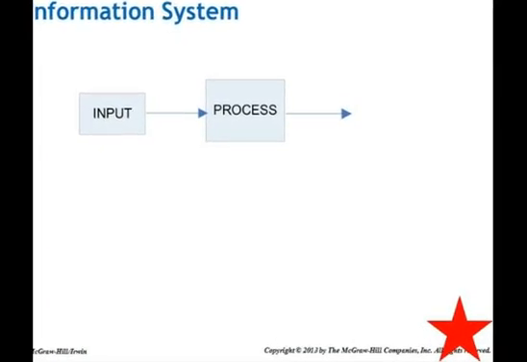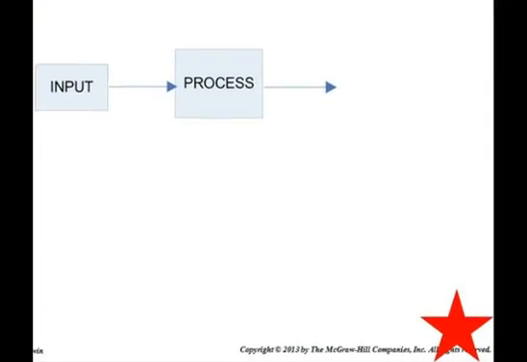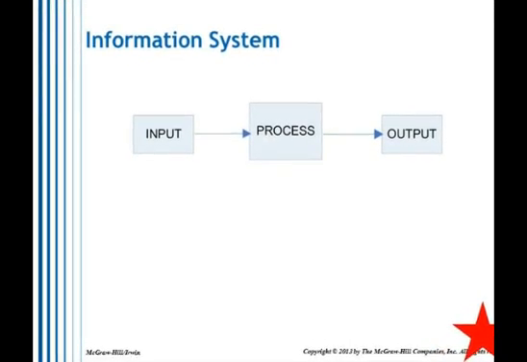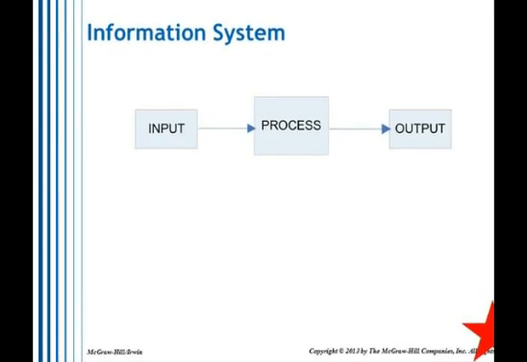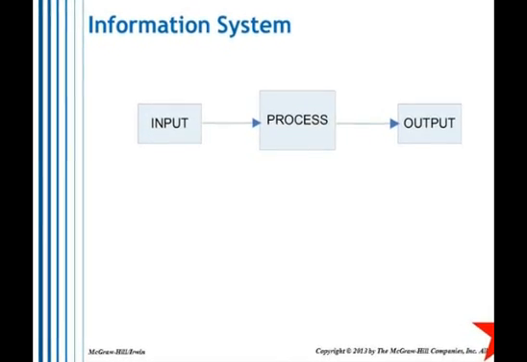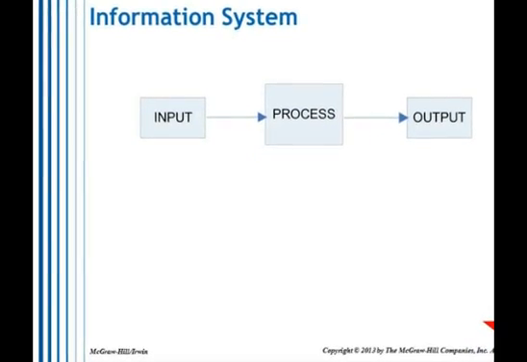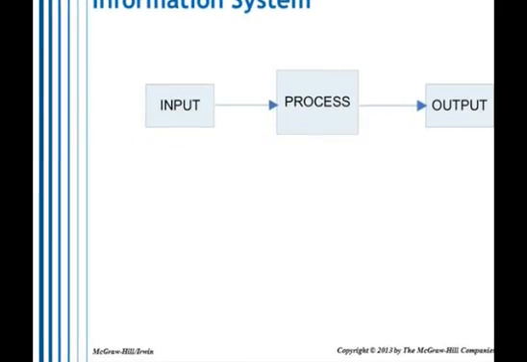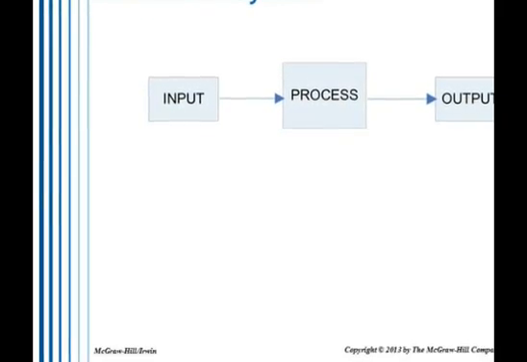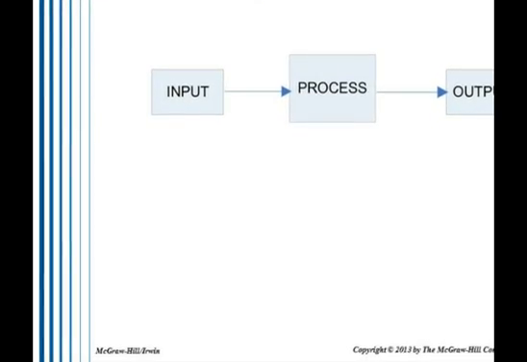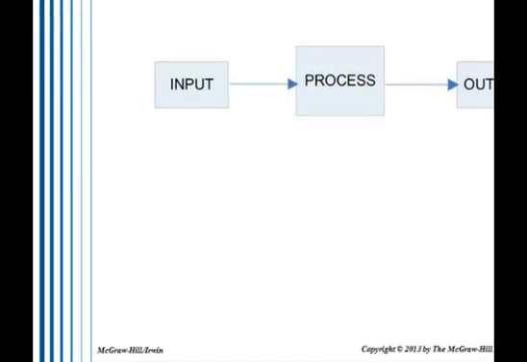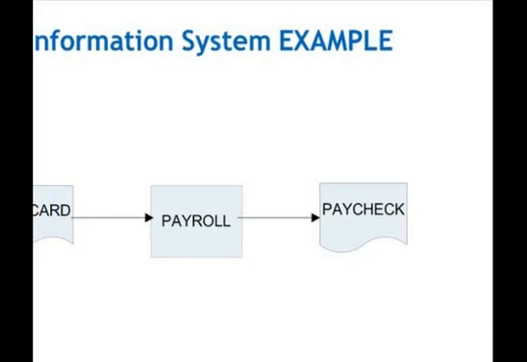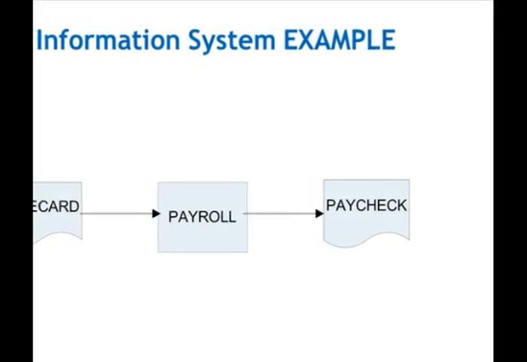And the next element is output. So every information system is composed of these three basic elements or components: input, process, output. Every system doesn't have to be an information system, but almost every system in itself is comprised of these three elements or components. To give you an example, most of you have a job.